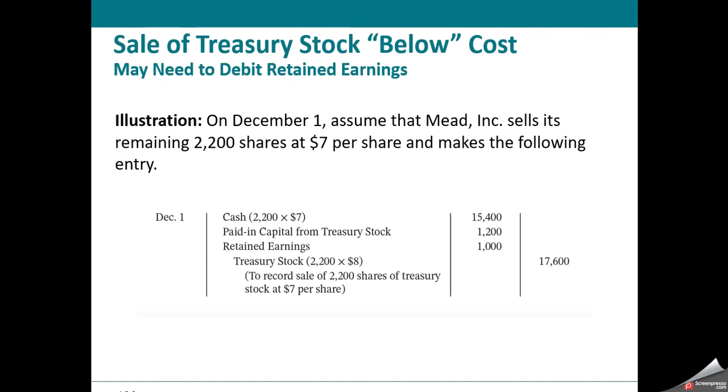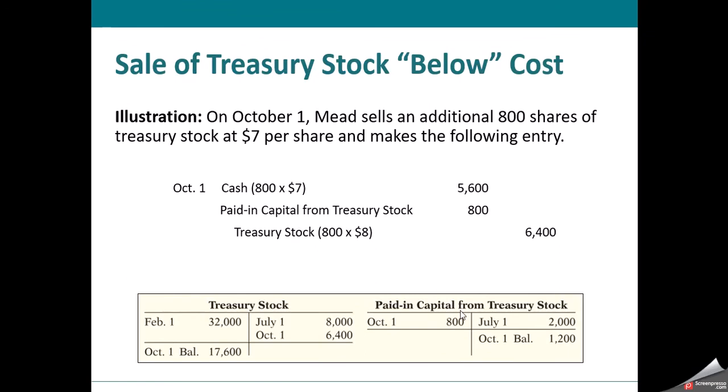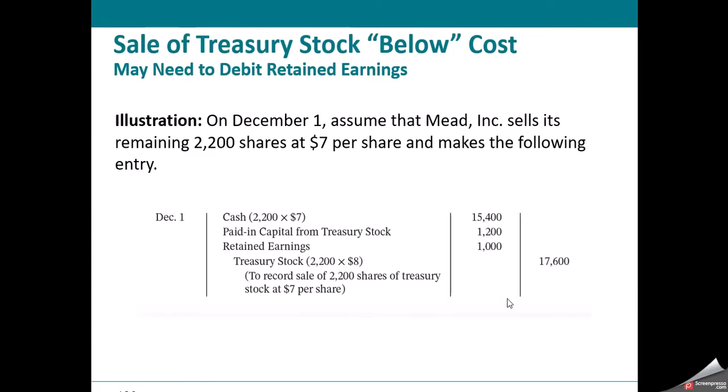So then here now, what's left, we have the 2,200 shares left, and we again sell them at a loss. So we're selling them at $7 a share. We paid $8. Now, let me flip back here real quick. Once we've sold these, all that's left in this paid in capital treasury account is $1,200. So as we look at this entry, that's the most we can take out. We can't let this paid in capital account become a debit balance. So we can only use up what's in there. So we've used up what's in there, and there's still an additional loss.